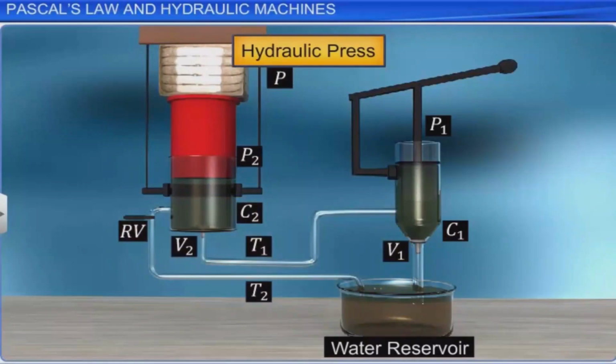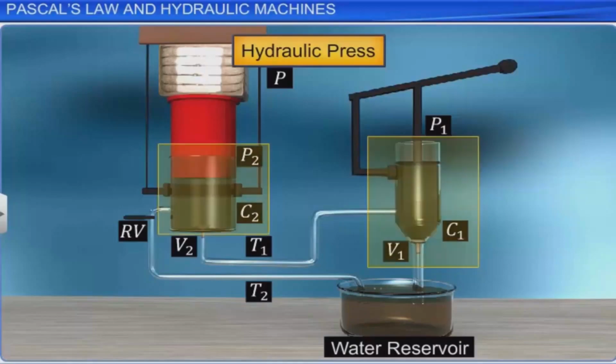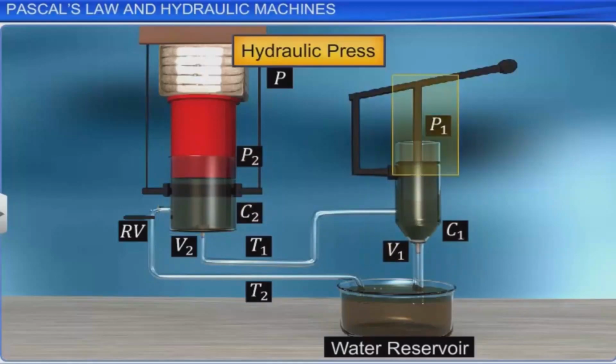A hydraulic press consists of two cylinders, C1 and C2, fitted with pistons P1 and P2, and valves V1 and V2 connected with tube T1. Tube T2 connects the cylinder C2 with a water reservoir through a release valve RV. Piston P2 is a platform at the top of which the substance to be compressed is placed.